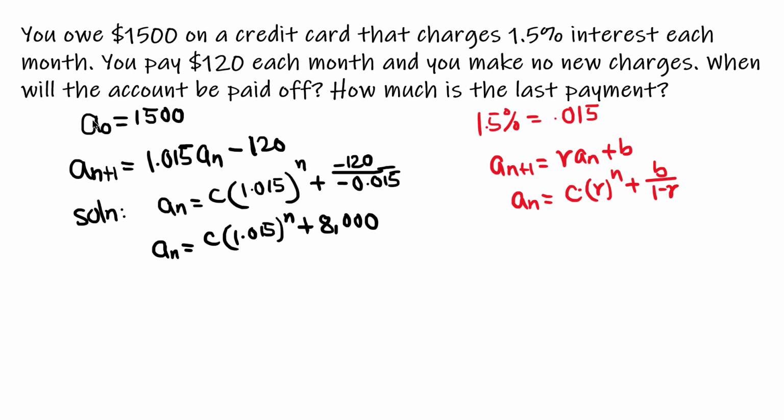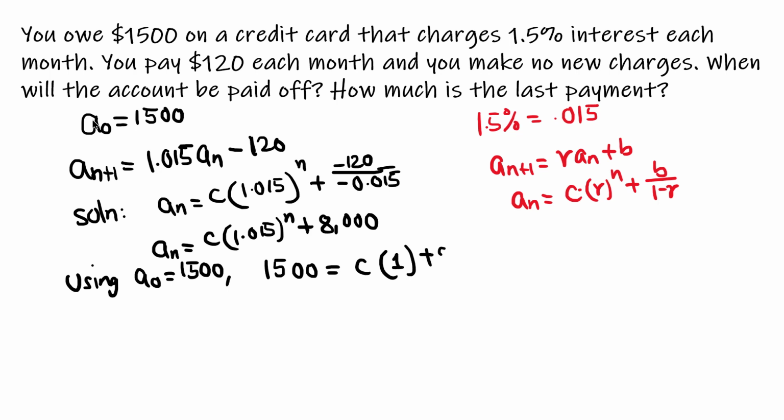Now we need to determine the value of C, for which we use the initial balance, A naught, when N is 0, 1500. Okay, so this is 1500 when N equals 0. C, a number raised to 0. Any number raised to 0 is 1, plus 8,000. Subtract 8,000 from both sides. We get 1500 minus 8,000, negative 6,500. So thus we have the solution here now.